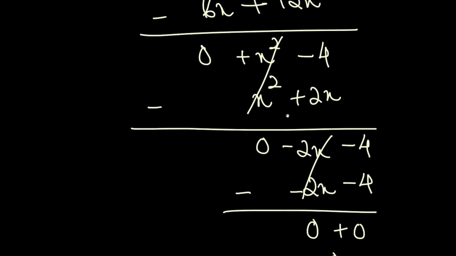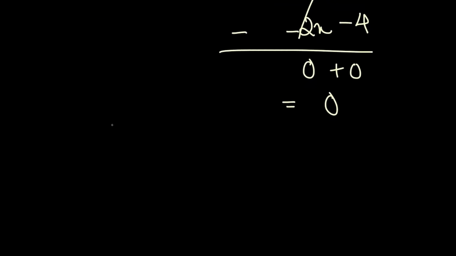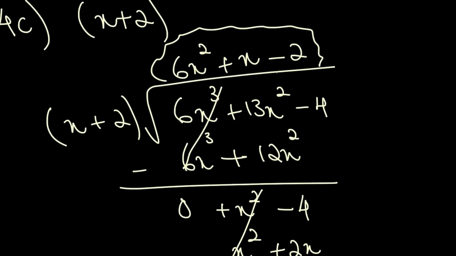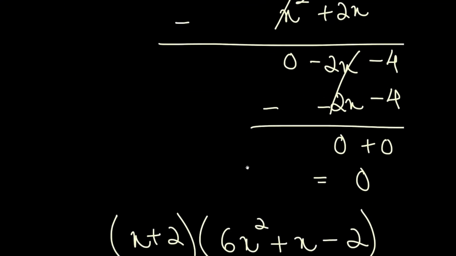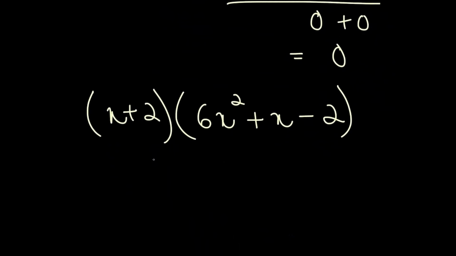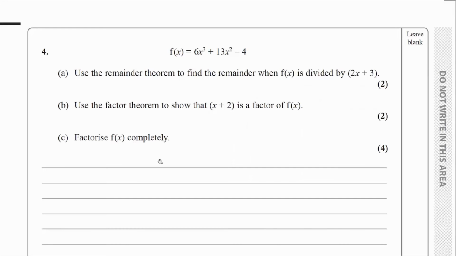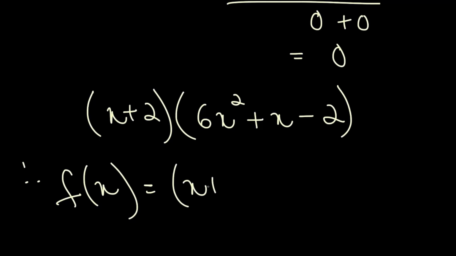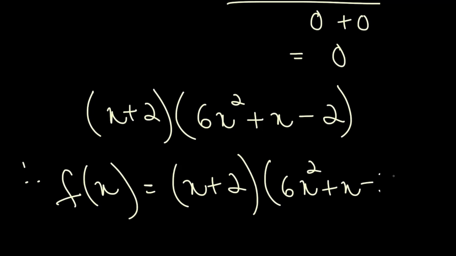So, big squiggly line over Mr. Quotient, we now have the quadratic equation 6x squared plus x minus 2 alongside our original factor x plus 2. 6x squared plus x minus 2. Let's quickly double check that over there, 6x squared plus x minus 2. Therefore, we are now in a unique position to go ahead and find the remaining factors. Remember, part 4c says factorize f of x completely. Therefore, we have now rewritten f of x as x plus 2 times 6x squared plus x minus 2.